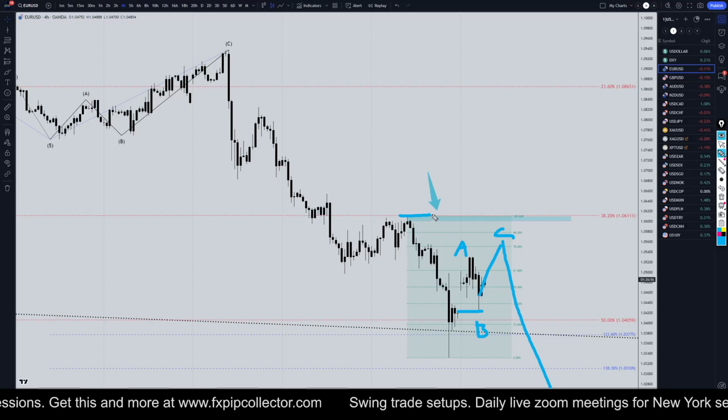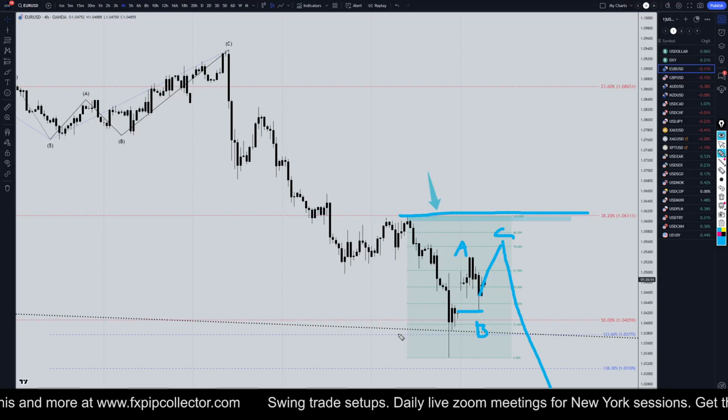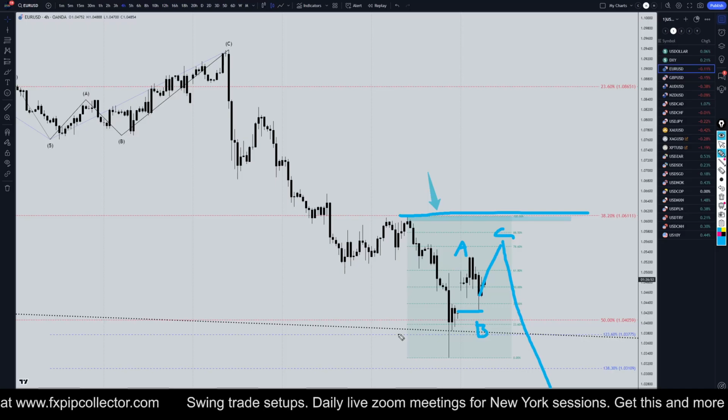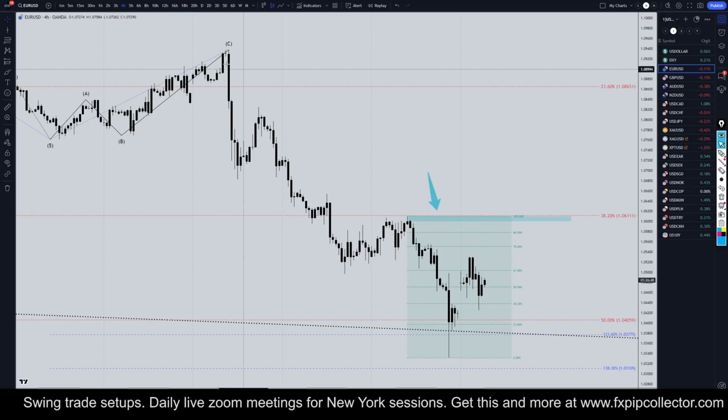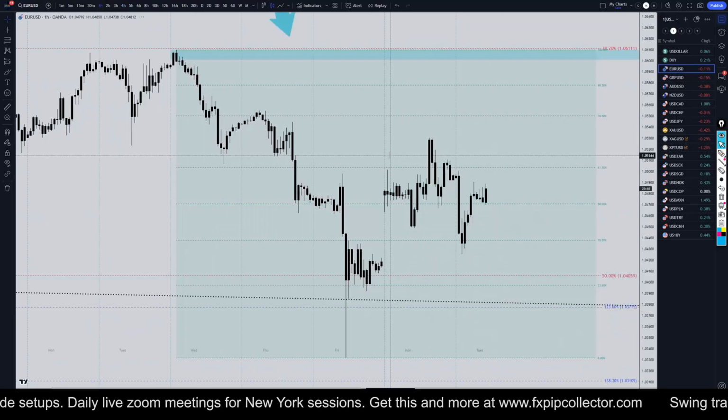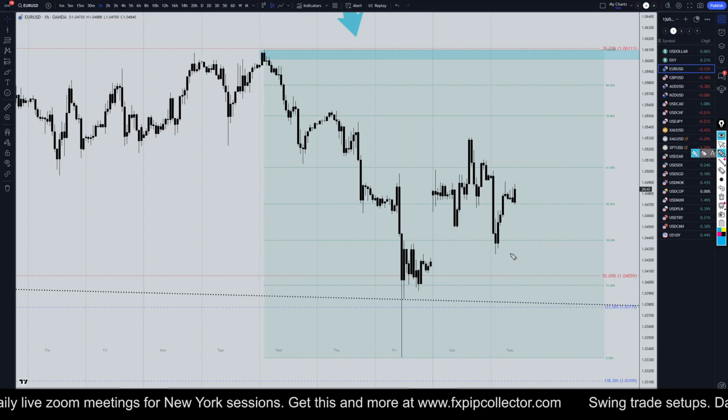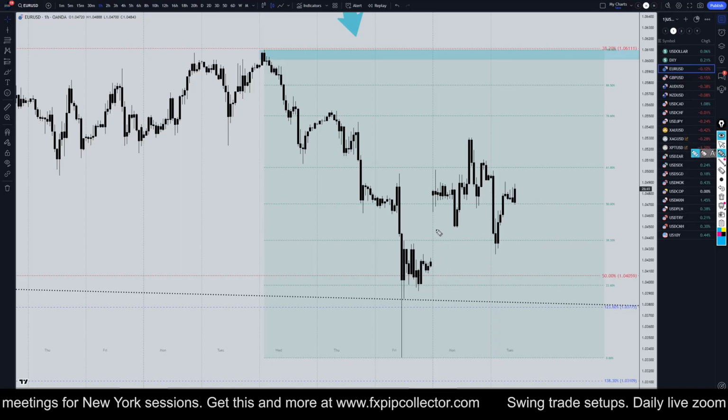If price does decide to go up and break this structure right here, then I'll be more than happy to start looking for longs, but unless that happens, I will definitely be primarily only looking for shorts on shorter time frames. Going down to the 1 hour time frame, it looks like price did basically fill that gap right there.